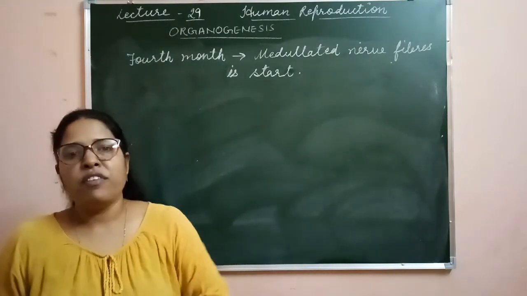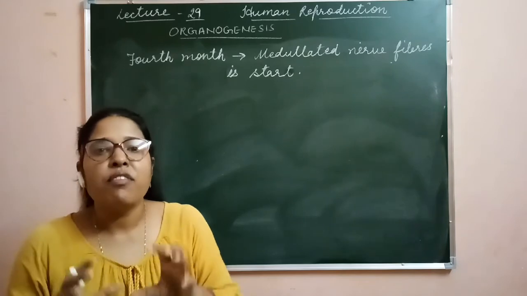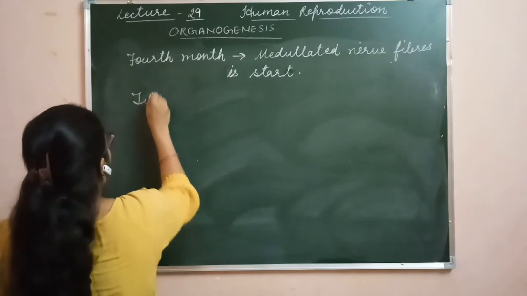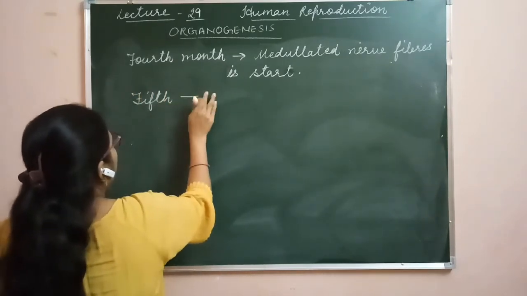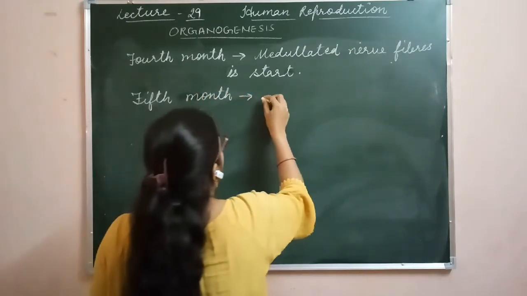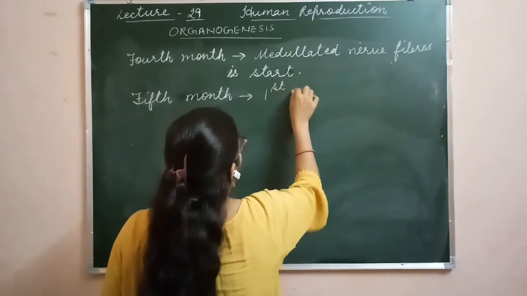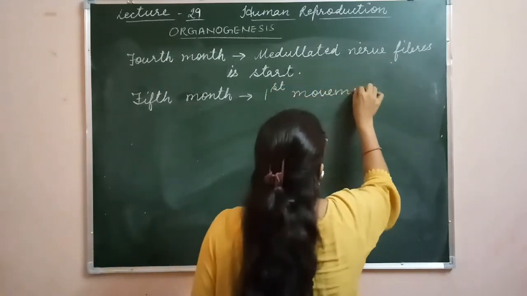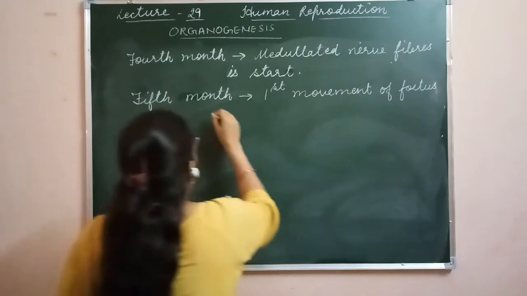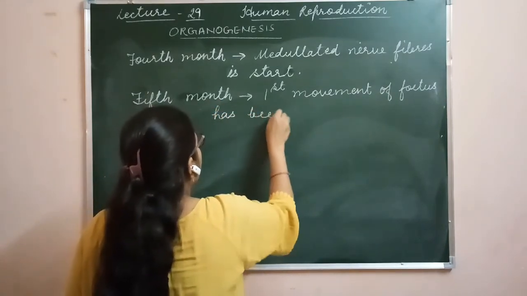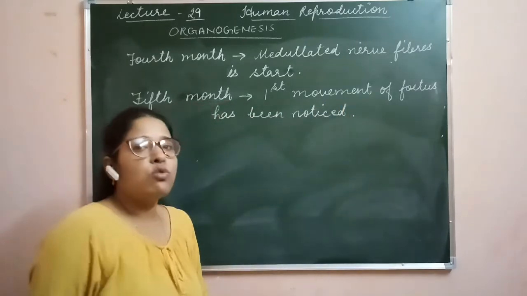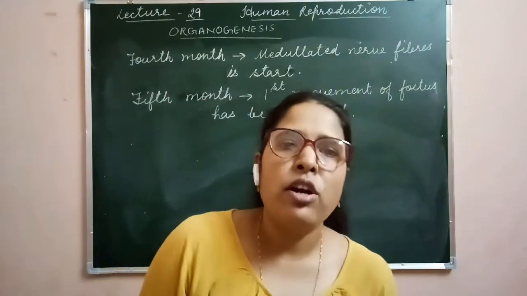At the end of the fifth month, we notice the first movement of the fetus. Clear? At the end of the fifth month the fetus starts moving. It is the time at which the first movement of the fetus is noticed, and we feel the movement of that fetus.